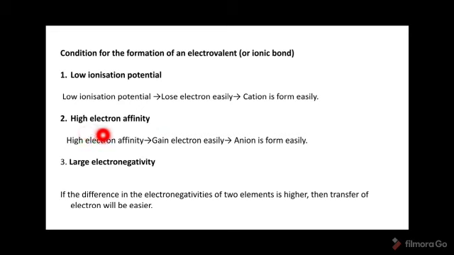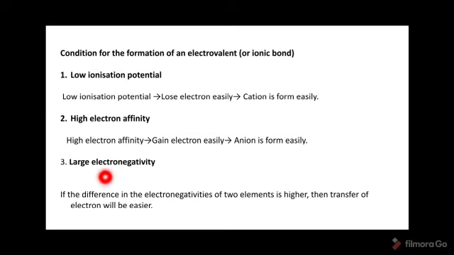Next, high electron affinity. If any one of the atoms has high electron affinity towards electrons, that is, the tendency to gain electrons is higher, it gains electrons easily and forms an anion easily.